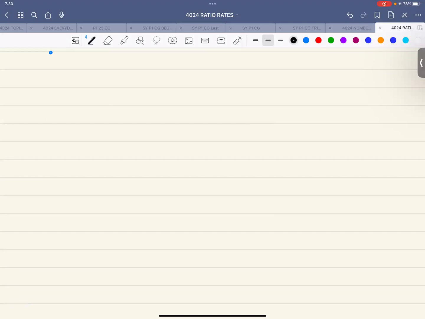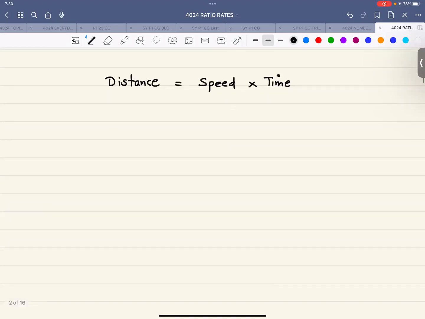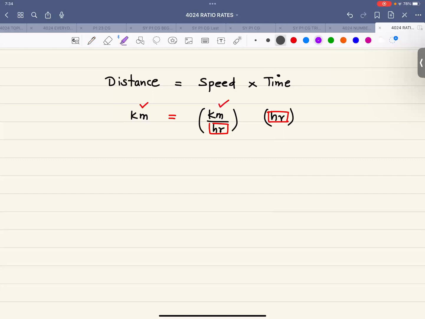For example, we know that distance is equal to speed times time. Now, the unit for distance could be kilometers, the unit for speed could be kilometers per hour, and the unit for time could be hours. When we look at this formula, the hours will cancel out and we'll be left with kilometers and kilometers. That means this formula makes sense. So distance is speed times time.